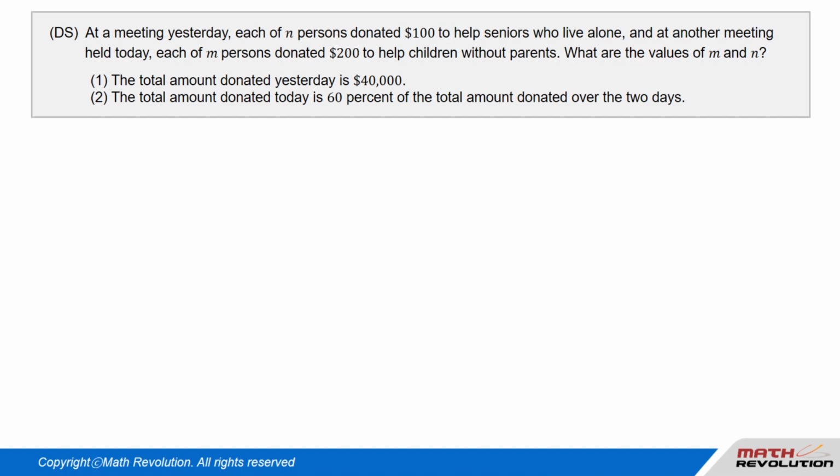Condition 1. The total amount donated yesterday is $40,000. Condition 2. The total amount donated today is 60% of the total amount donated over the 2 days.